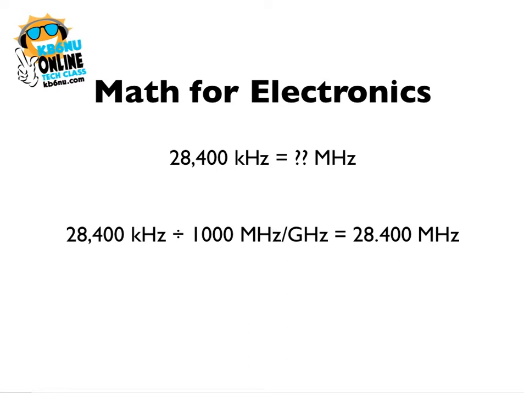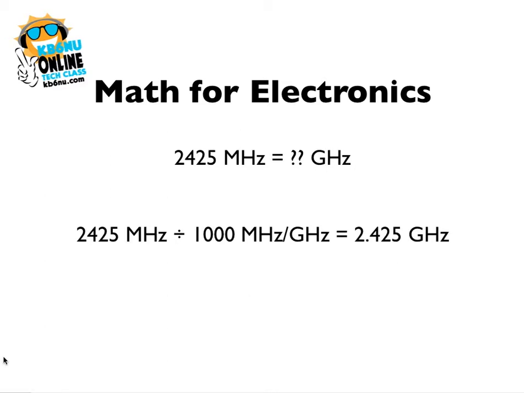Question: which of the following frequencies is equal to 28,400 kilohertz? Answer: 28.400 megahertz. This question asks how many megahertz is 28,400 kilohertz. Since you are converting from kilohertz to megahertz, you have to divide by 1,000. So 28,400 kilohertz divided by 1,000 equals 28.4 megahertz.